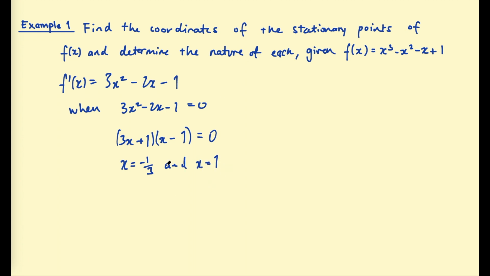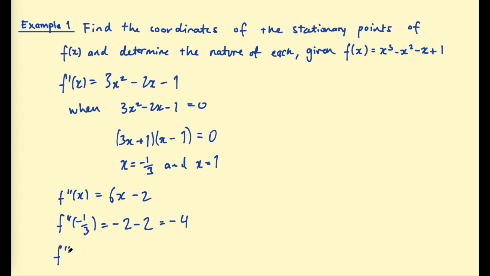The next step is to find the second derivative, and we're going to evaluate what value we get at these points, at these stationary points. So again, differentiating this function here, applying the power rule to each term, we're going to get 6x take 2. And then we find the second derivative at negative a third. So plugging negative a third into this function, 6 times negative a third will give us negative 2. Take 2 is negative 4.